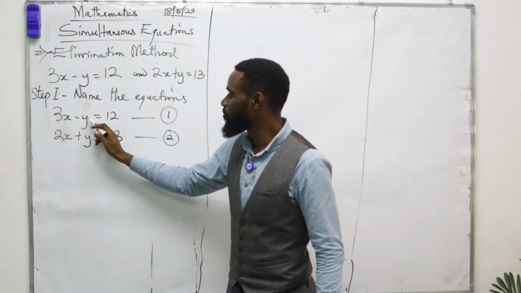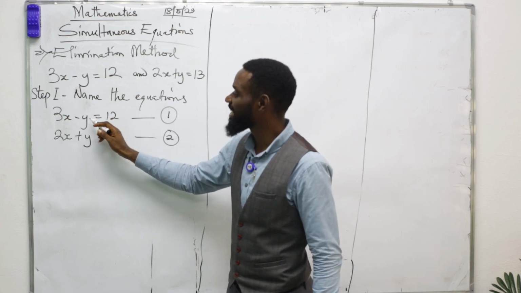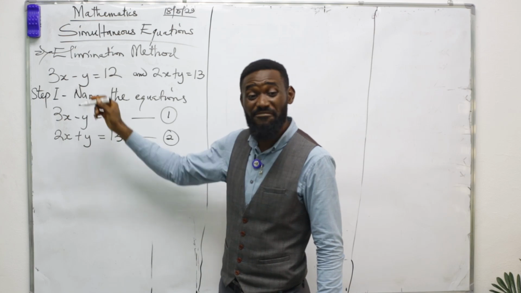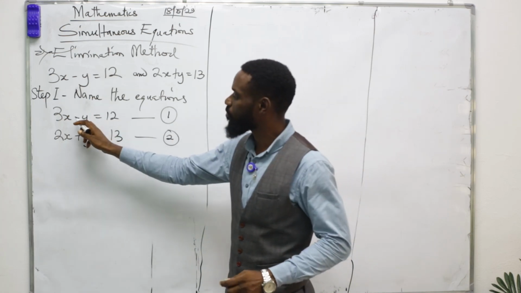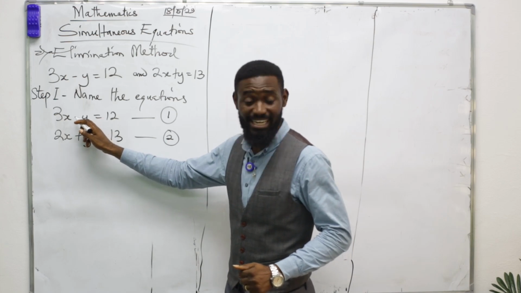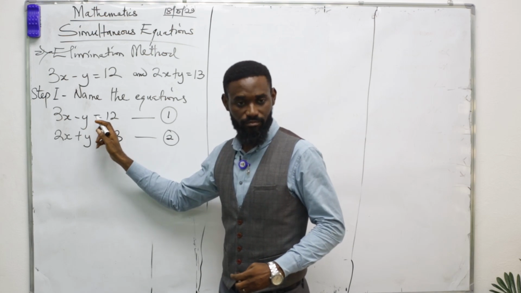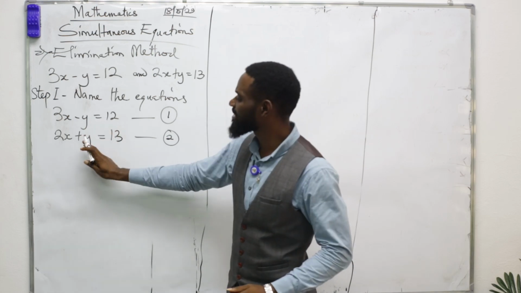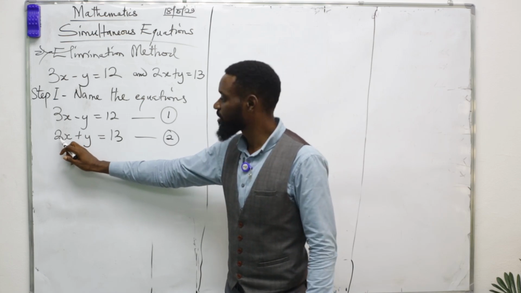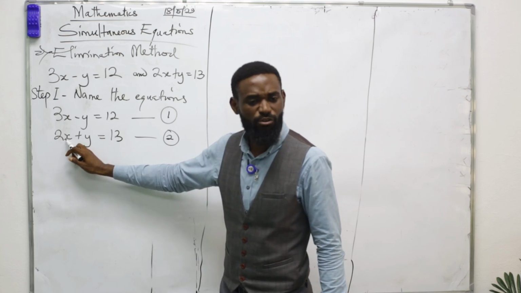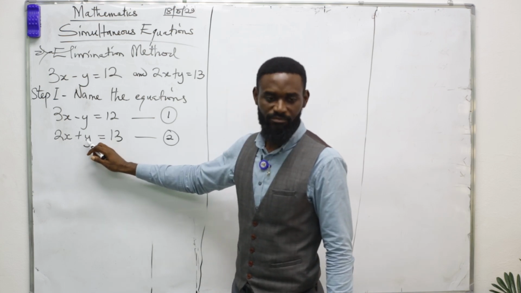Okay? Now, if we look at minus y here, the coefficient is minus 1, because there is an invisible 1 for every variable. But since a negative sign is here, it means the coefficient is minus 1. If we look at this same place here, the 2 in 2x is the coefficient of x. So for y, 1 is the coefficient.